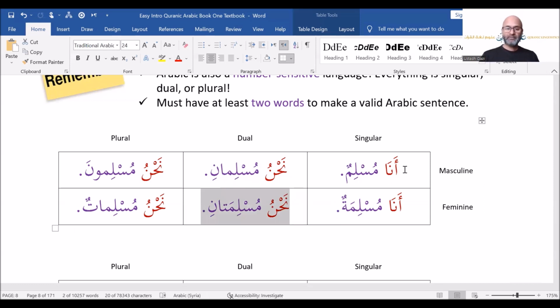What do we do if there's a male and female, like a couple, like a husband and wife? We go to nahnu muslimani because muslimatani is reserved exclusively for the females. It cannot be shared. Whereas muslimani in general is for the males, but it can be shared.